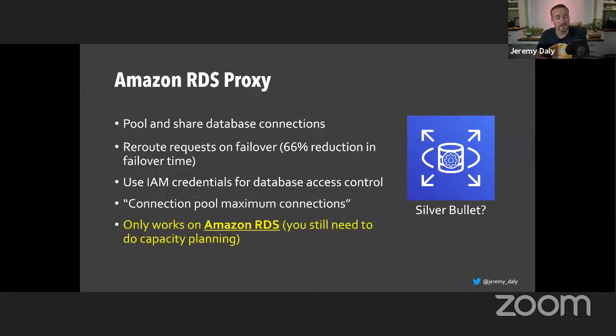A couple of problems though. This only works on Amazon RDS, and you still need to do the capacity planning. So if you are using Aurora Serverless, you can't use RDS Proxy, and we'll talk about why there are still some problems with Aurora Serverless when it comes to this. Yes, you can limit the number of connection pools so you can get a lot more connections, and you don't have to worry about it so much. But if you have a spike in connections and you aren't using something like buffering, then this database isn't going to scale automatically for you. You do have to worry about connection pooling and capacity planning.